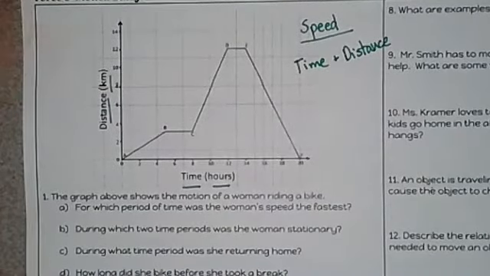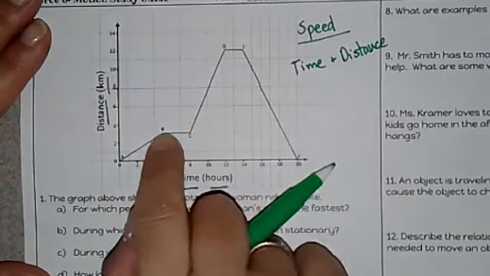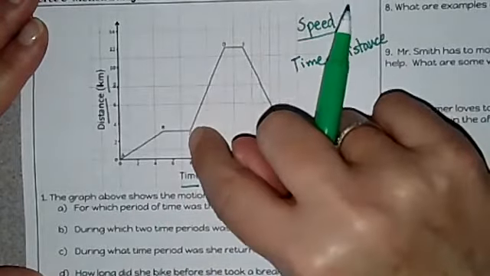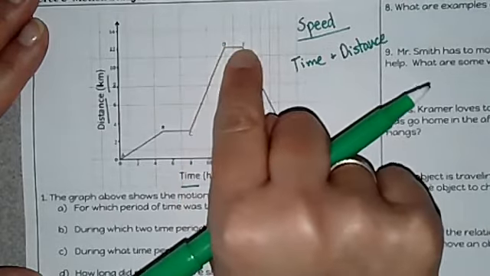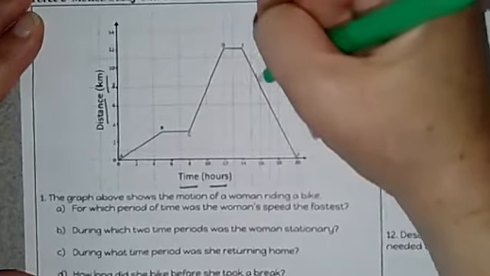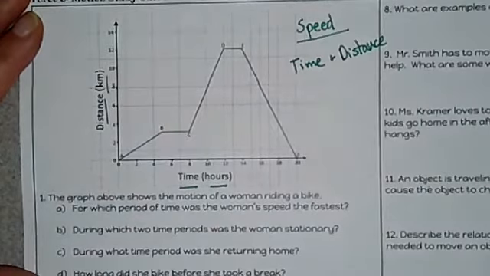All right. So it says, number one, the graph above shows the motion of a woman riding on a bike. So she starts off at a steady pace. She stops for a couple of hours. Then she keeps riding again, riding faster this time. Then she stops for a little bit of time, and then she comes back to where she started from. Does that make sense?